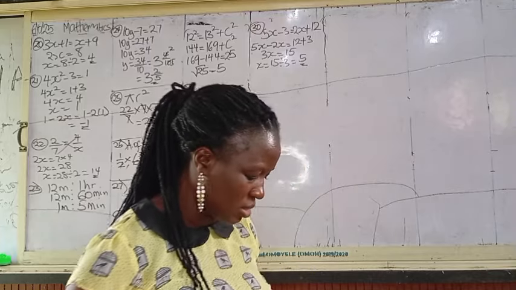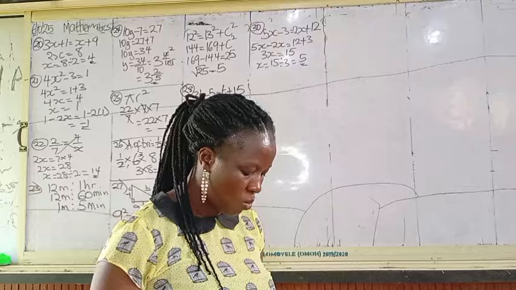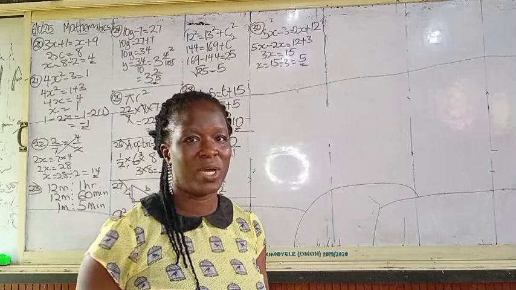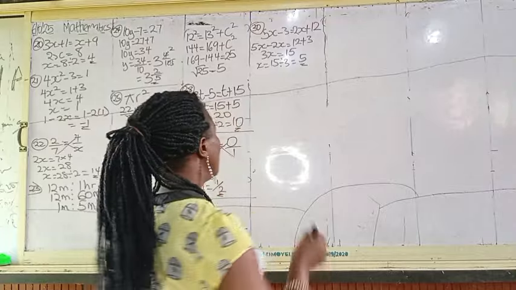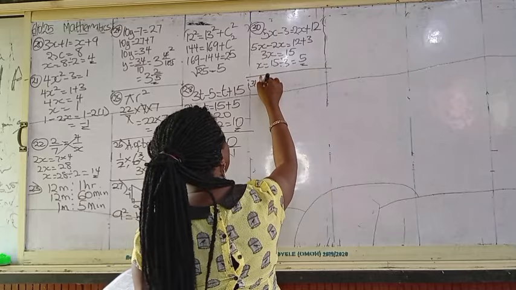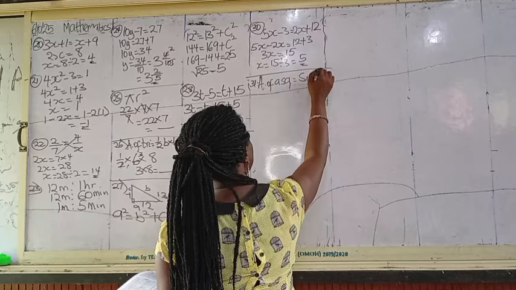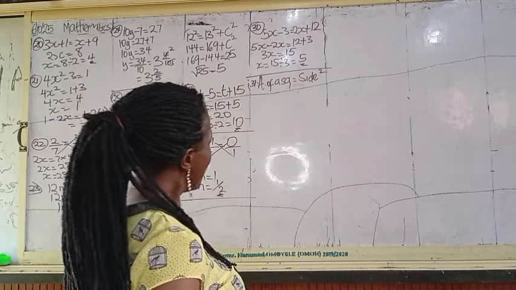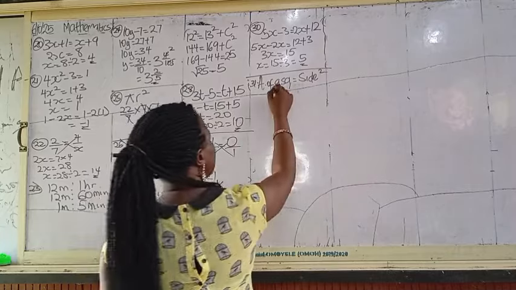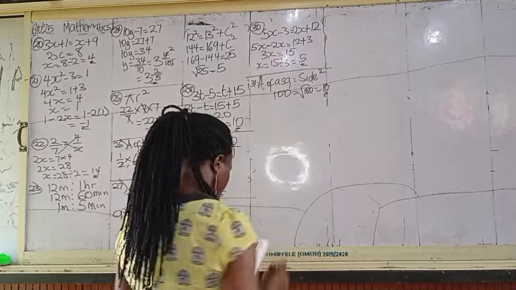Number 31 question says the area of the square field is 100 meters square. What is the perimeter of the field? What is the formula to find the area of a square? That is the side raised to power 2. So let's take the question down. Number 31. The area of a square is equal to side raised to power 2. And we are told that the area is what from the question? It is 100. So that means the square root of 100 is equal to 10.